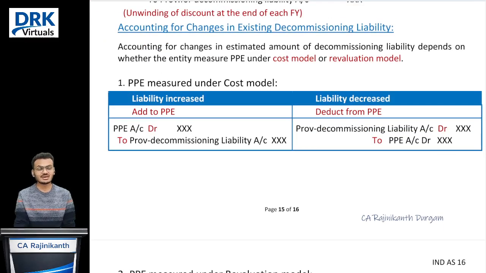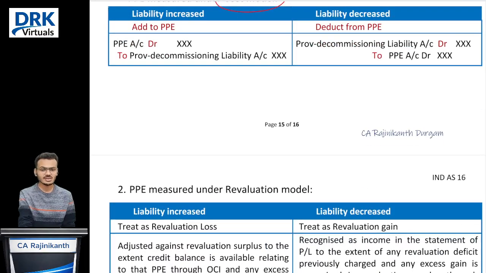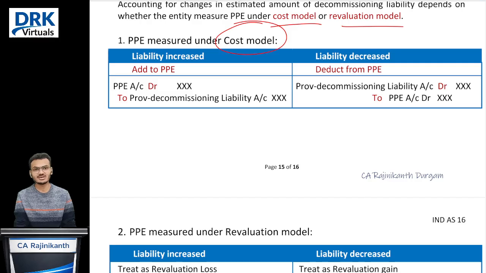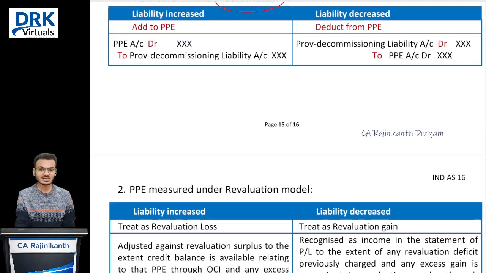So what the standard is saying is that accounting completely depends upon whether you are subsequently measuring your asset as per cost model or a revaluation model. If it is a cost model, be it an increase in future cost or reduction in future cost, we should adjust it to the PPE only. If it is an increase in future cost, what does it mean? Our liability is increasing. So increase the liability by crediting to provision for decommissioning liability, and the corresponding debit you give to property, plant and equipment only. If it is a reduction of liability, do the reversal, sir. Debit the provision and credit the property, plant and equipment.